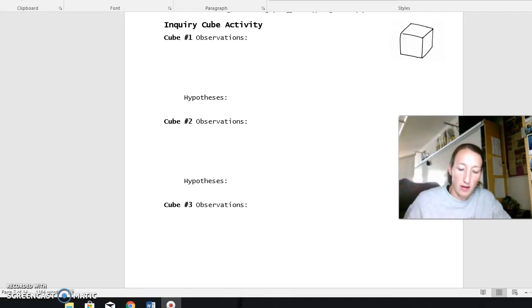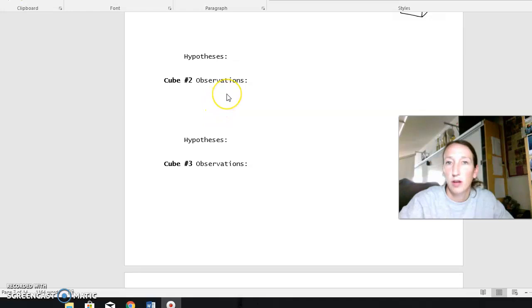Hey, welcome back. We're going to talk about the inquiry cube activity that we did on Friday and completed in class together. So you can see it right here. It's page 7 in your notes packet. So I have 3 cubes. I'm going to show you these cubes.